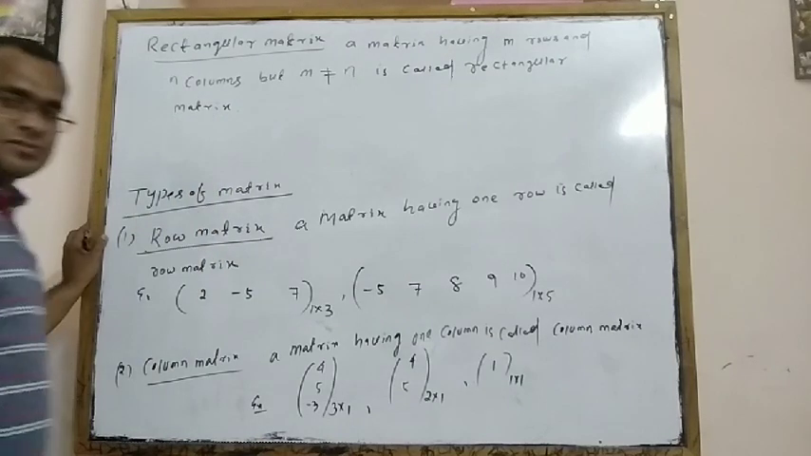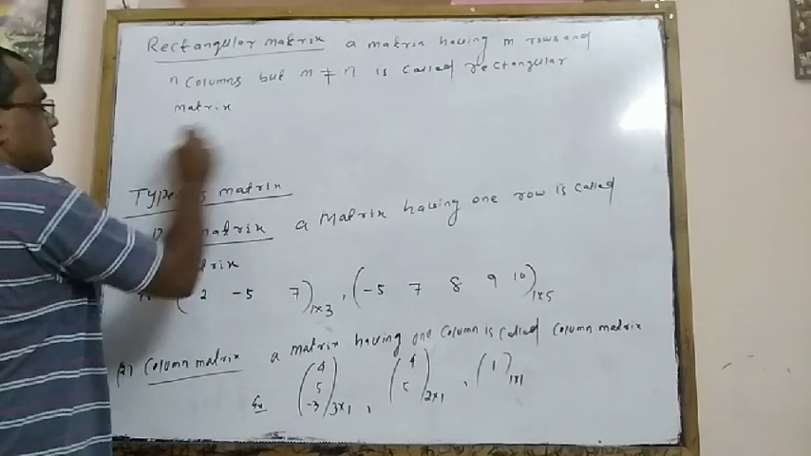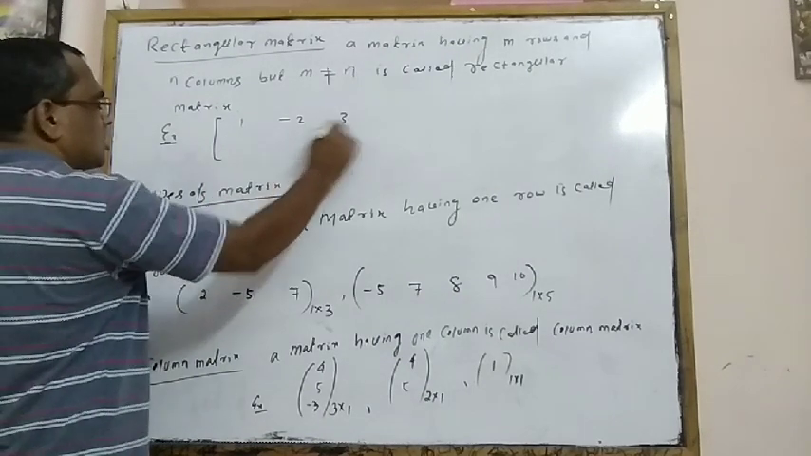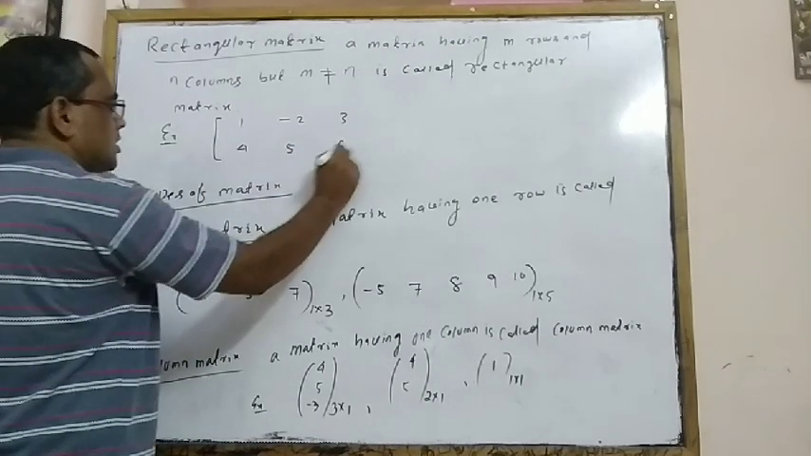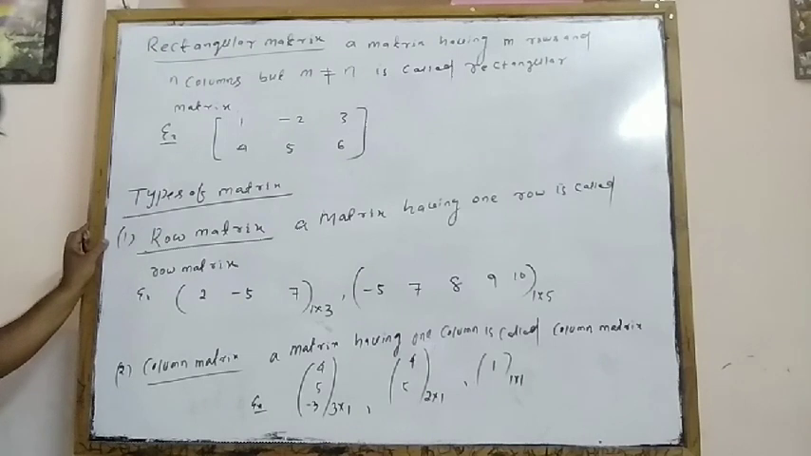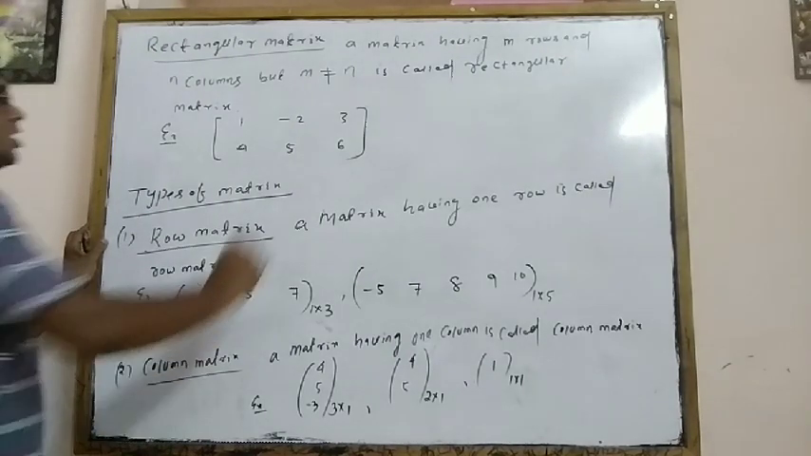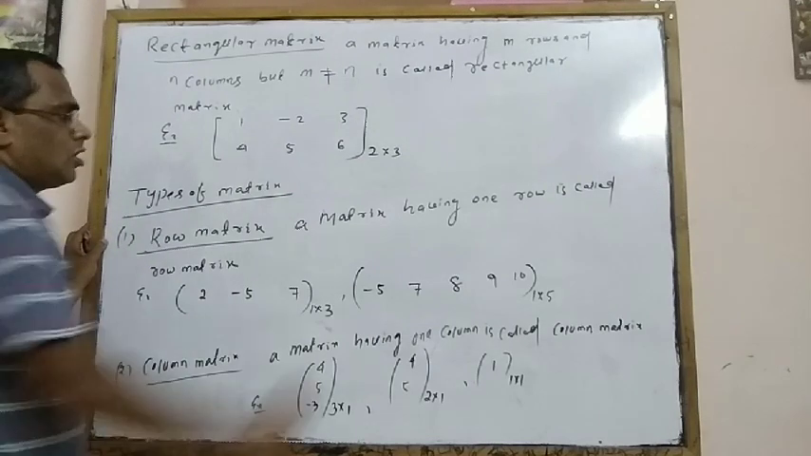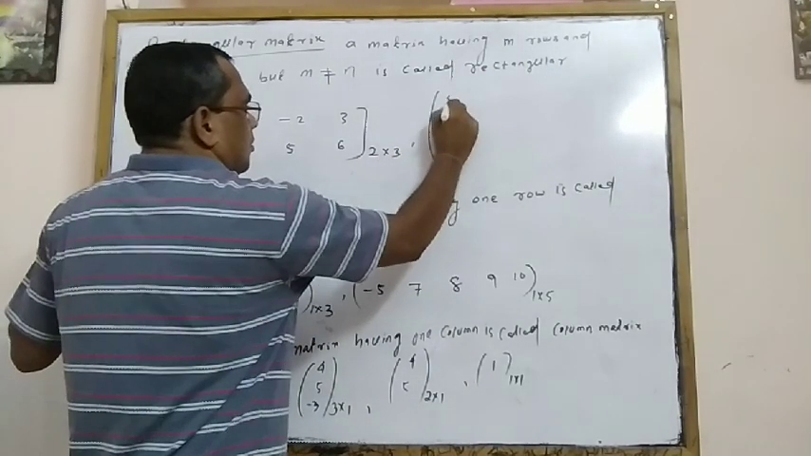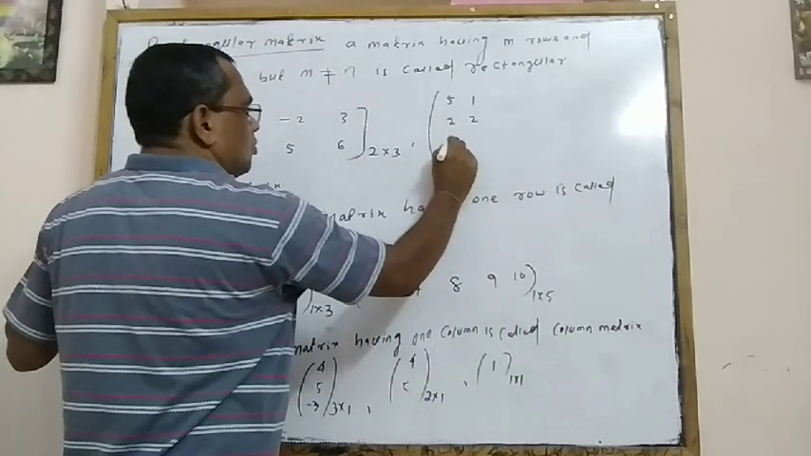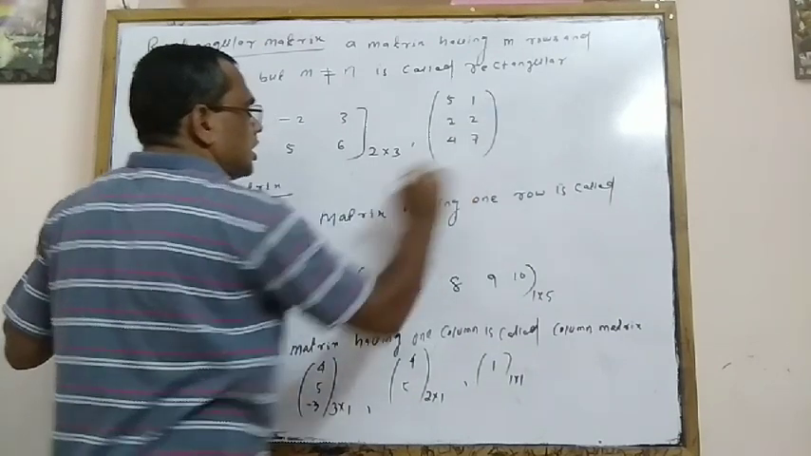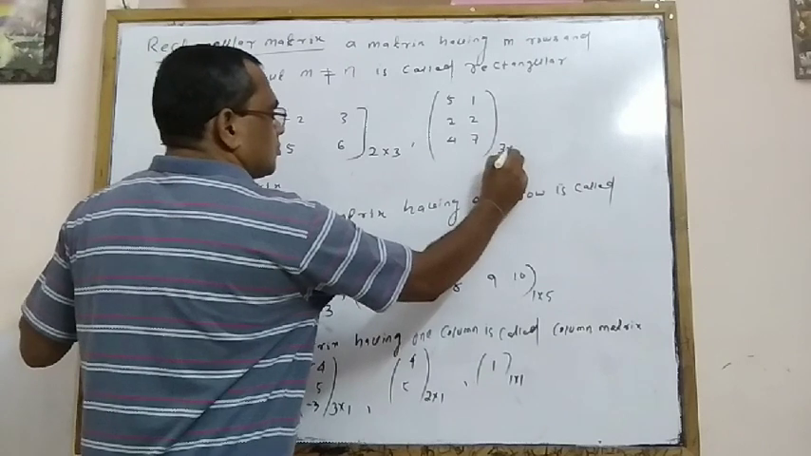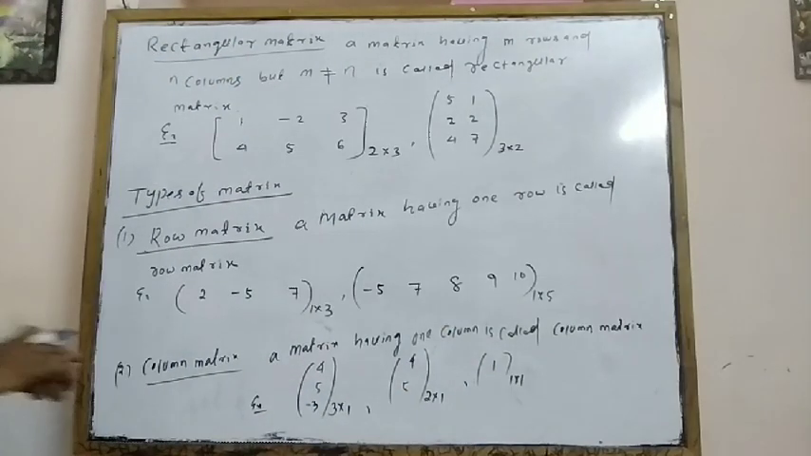Okay, for example, 1 minus 2 3, 4 5 6. It is a rectangular matrix and its order is 2 rows and 3 columns. Another example: 5 1 2, 2 4 7. It is also a rectangular matrix. These are called rectangular matrices.